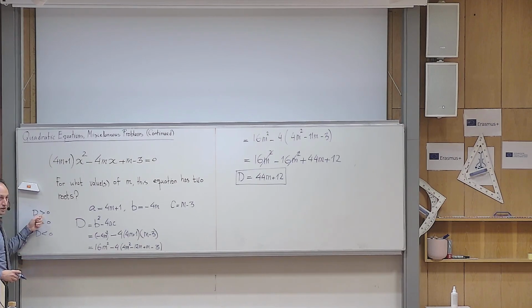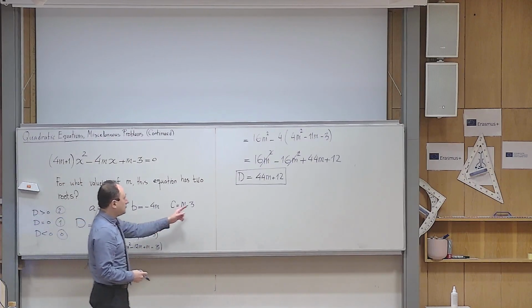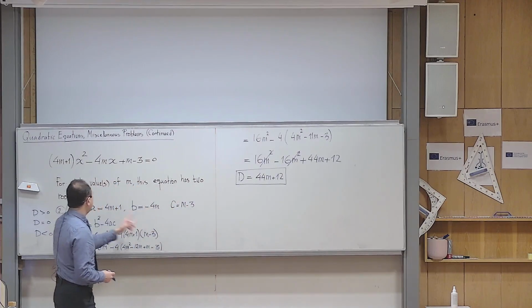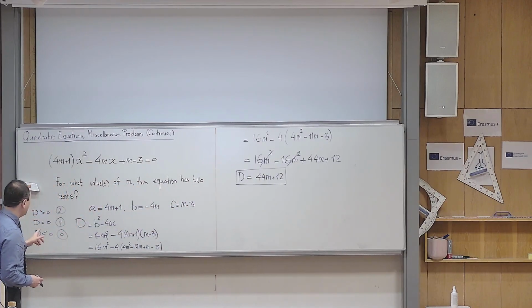If D is positive, how many roots? 2 roots. If D is 0, 1 double root. If D is negative, no roots. This is not hard to remember. Okay? And then in this problem, I want to force it to have 2 roots. So what should I do for it? I have to force it to be positive.